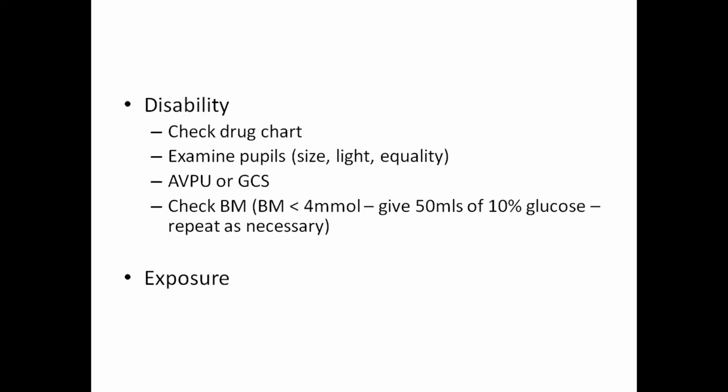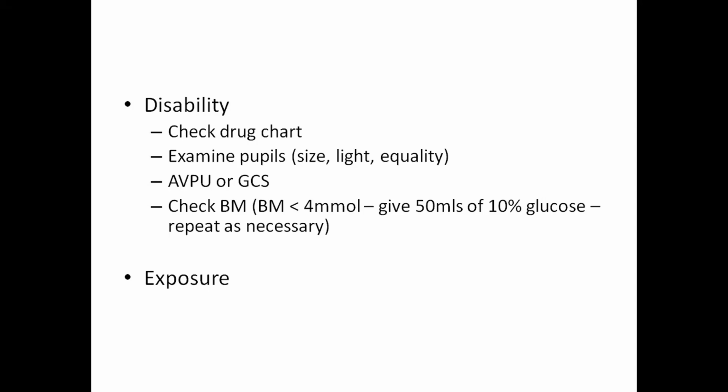It's also an opportunity to check a patient's blood pressure and blood glucose. In terms of blood glucose, I'd act on a blood glucose of less than 4. My initial action would be to give 50 mils of 10% glucose intravenously, and I'd repeat that as necessary. There's not a target blood glucose to aim for, but in essence, you'd be looking at a blood glucose that allows the patient to regain their level of consciousness. If that's the primary cause for their loss of consciousness, you might need to repeat that 2 or 3 times to bring their BM up.